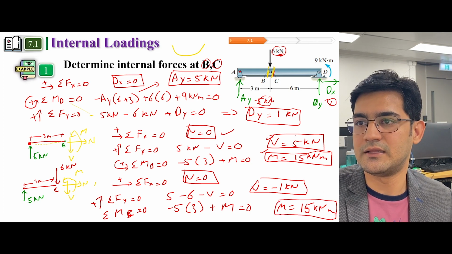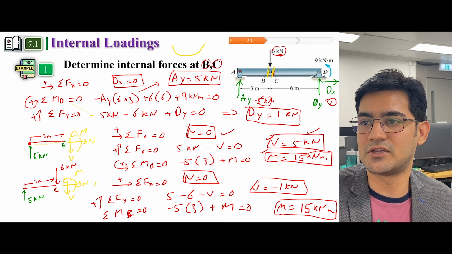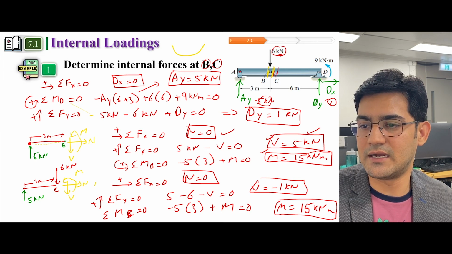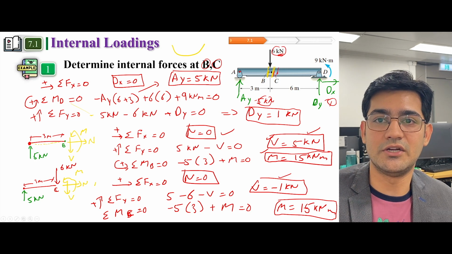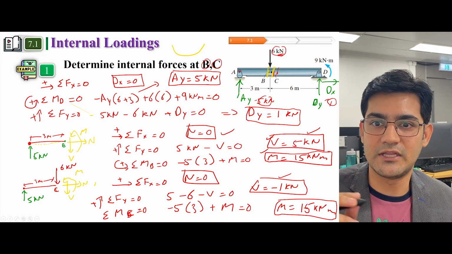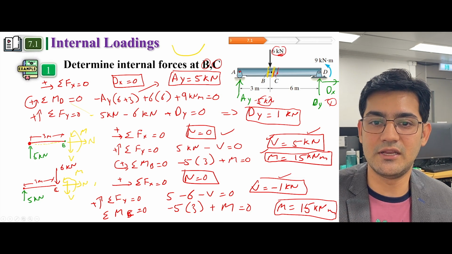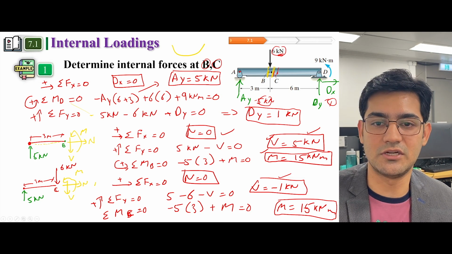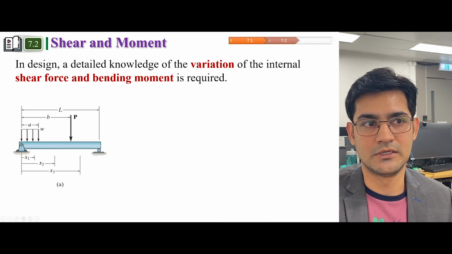So you can see that before applying the force at point B, our shear was 5 kilonewton, and right after this 6 kilonewton, we get shear force of minus 1. So that's how you calculate the internal loadings, and with the help of internal loadings you can see how the material is capable of resisting those internal loadings or not.